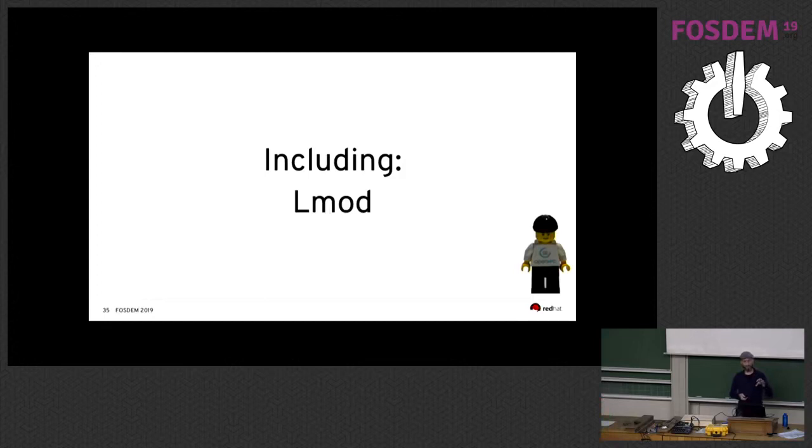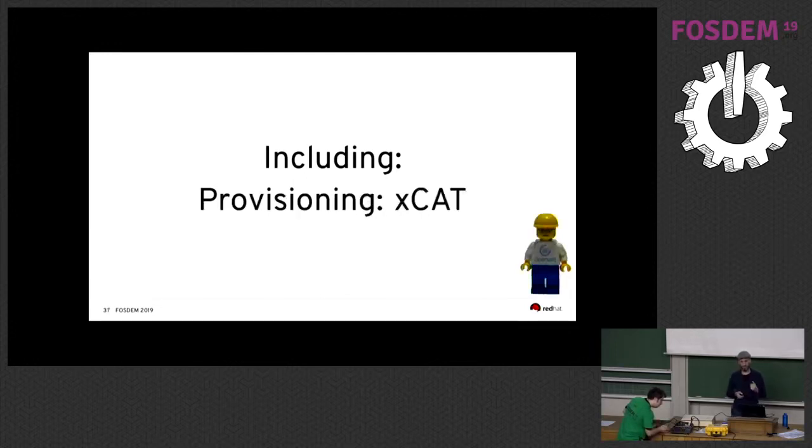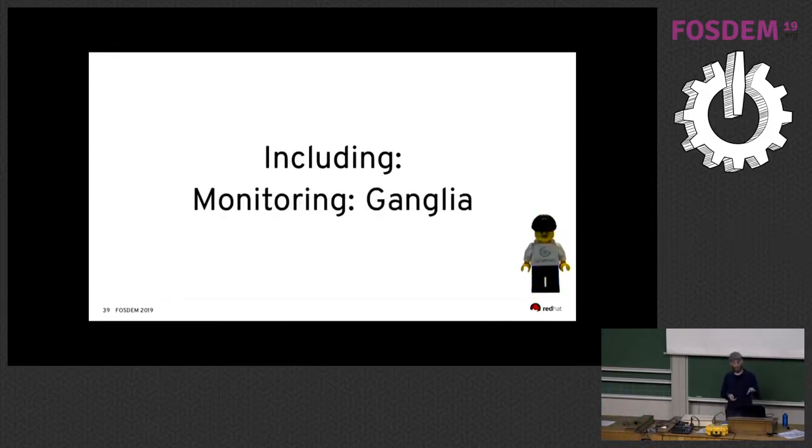Then above the environment modules level we have different provisioning tools. The provisioning tools are used to set up your cluster. They install your compute nodes and boot them, and it's possible to run your nodes stateless and stateful. Warewulf is part of OpenHPC, and then the other one is xCAT, which is basically providing the same thing. So this is a point where you can already choose which tool you want to use to set up your cluster. Then we have monitoring tools like Nagios and Ganglia.